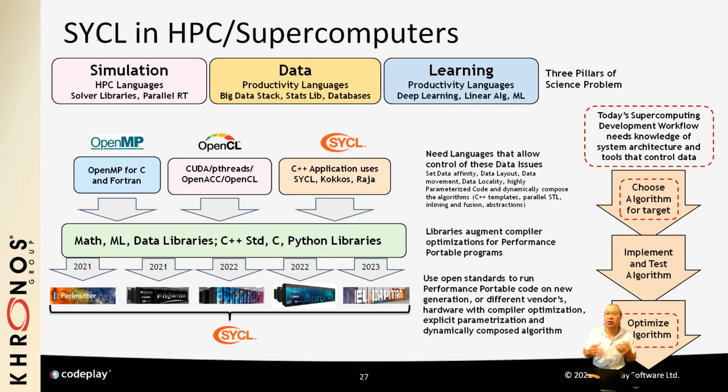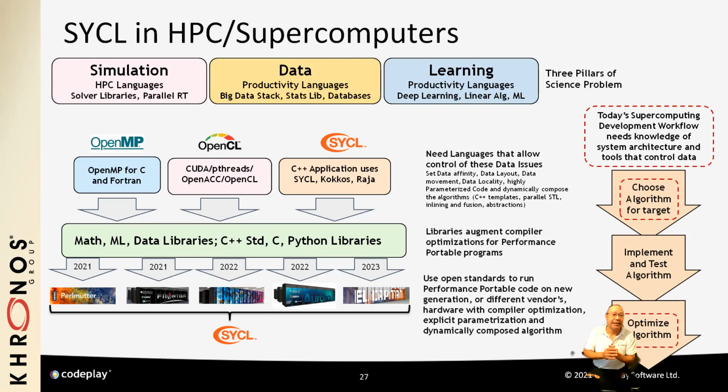Now, these have been supported by the top 3 tiers of languages like OpenMP, which is mostly for C and Fortran, a mix of CUDA, OpenACC, OpenCL, and now for C++, they are looking towards SYCL, Kokkos, and RAJA. This is because the development workflow for these problems starts with 1, choosing an algorithm. And unlike before, today that choice needs feedback knowledge of the system architecture and tools. And those tools need to have control of the data layout, movement, locality, and affinity, or they're going to be non-performant.